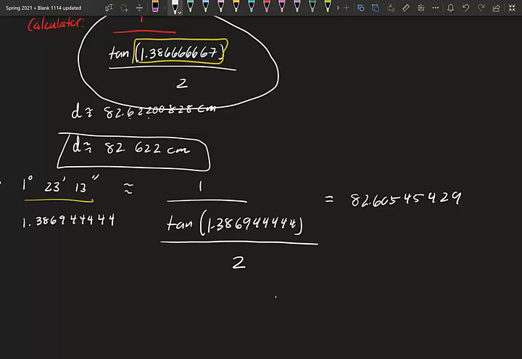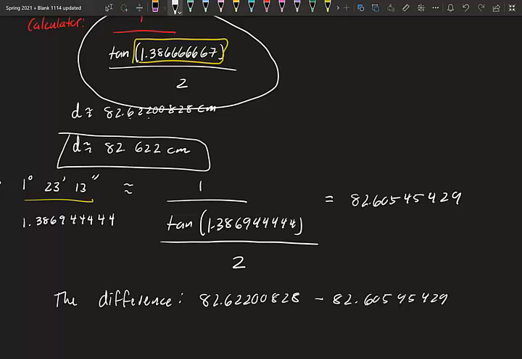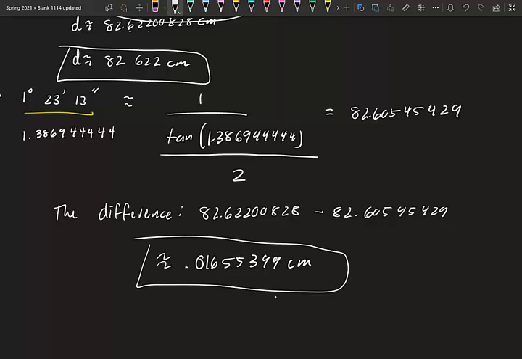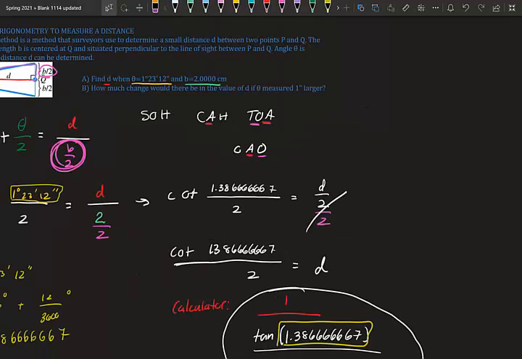What's the difference? So we subtract them. We have 82.622000828 minus 82.60545429, and we get the difference is about 0.01655399 centimeters. That's what it was asking. We found the difference. How much change? That means, what's the difference? That's a synonym for what's the difference? What's the change from one thing to the next?